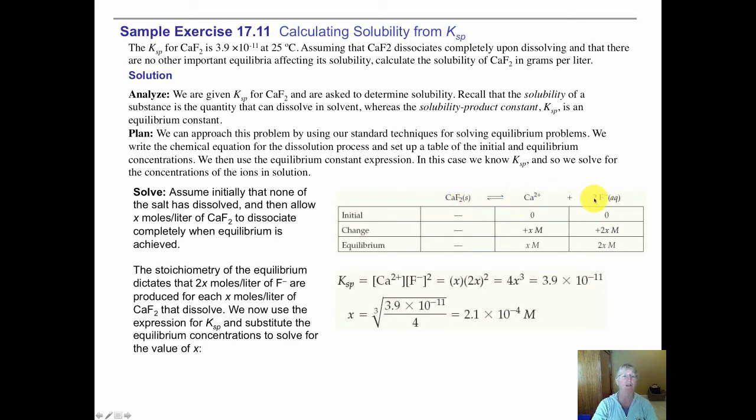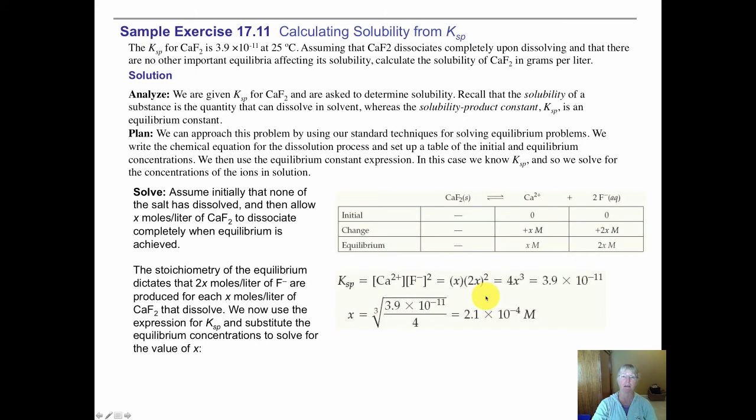We put in a little ice chart here, but as you get good at these, you may not need to do an ice chart. So what we assume is that we start with none of the salt dissolved, so that's why there's 0 here. And whatever amount of this calcium fluoride dissolves, we'll call X in calcium, and therefore 2X in fluoride, because they have a 1 to 2 stoichiometric relationship. Now I compulsively should have drawn the Ksp expression for that balanced equation as seen here, and now you substitute in X for the calcium and 2X, and don't forget to square it.